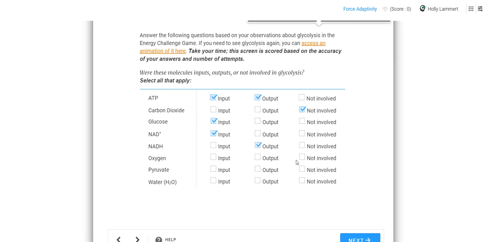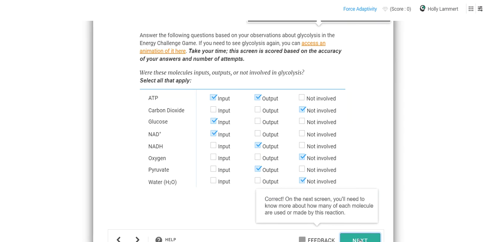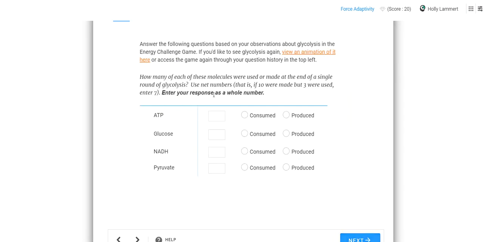We haven't used oxygen yet either. Remember, this is glycolysis. This is actually going to form anaerobic, the basis of anaerobic respiration. Pyruvate was produced. That was an output. And we didn't use water yet, so that was not involved. All right, we did that right. Good job, us.